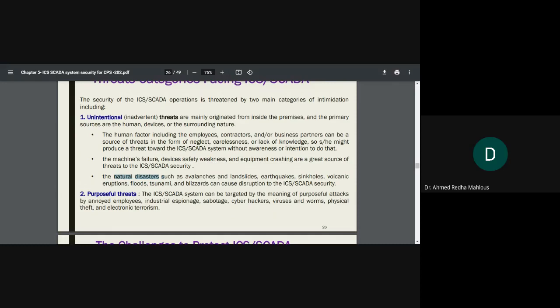The second type of threats is the purposeful threat. These are attacks or threats that are done by someone who has the intention to damage that ICS SCADA system. You can find an employee who is not happy about his salary, or has a problem with his manager and wants to take revenge, so he will do something that will harm the ICS SCADA. You can find cyber hackers, industrial espionage, viruses, and all the stuff that is done on purpose. These are known as purposeful threats.